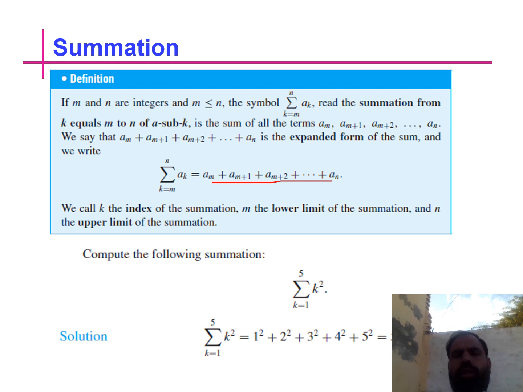We can write the expanded form as a_m plus a_(m+1) plus a_(m+2) and so on up to a_n. So we can write it in the summation form like this. Now let us compute the summation of k squared, k varies from 1 to n. You can write it as 1 squared plus 2 squared plus 3 squared plus 4 squared plus 5 squared, where this is the nth term. Now we solve all these: 1 plus 4 plus 9 plus 16 plus 25.